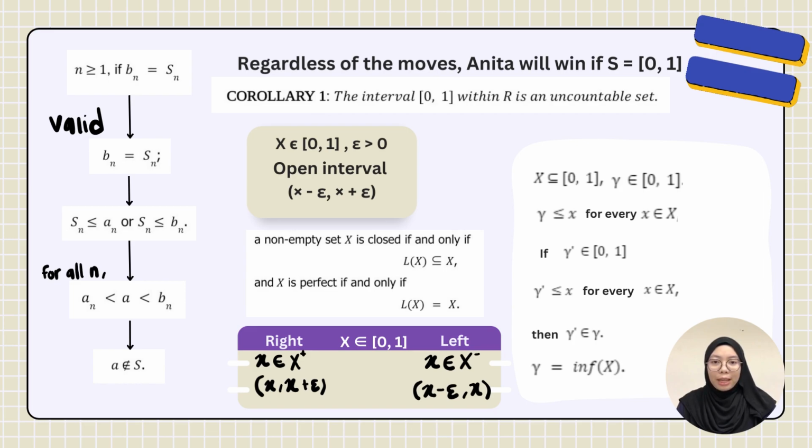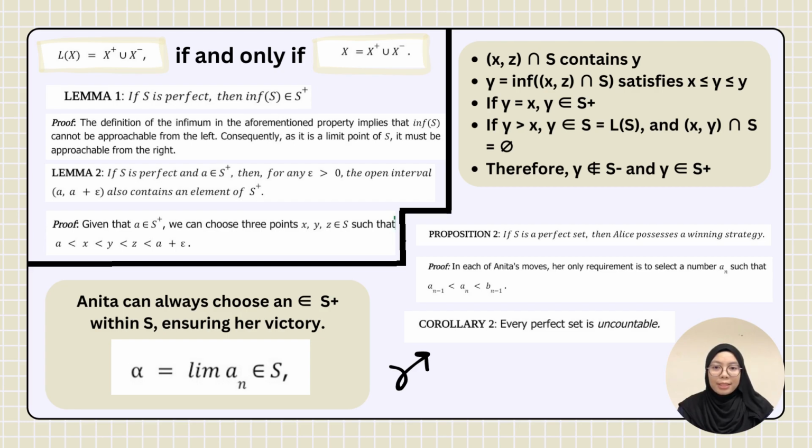We can prove this by analyzing perfect sets, which are non-empty sets equal to their set of limit points. Every perfect set is uncountable. Using an infinite game, we can provide an alternative proof. The infimum of a subset X of 0, 1 is denoted as Y equals the infimum of X. We can also define approachability from the right and left in terms of open intervals. In the study of perfect sets, we find that a non-empty set X is perfect if and only if it can be approached from the right and left.